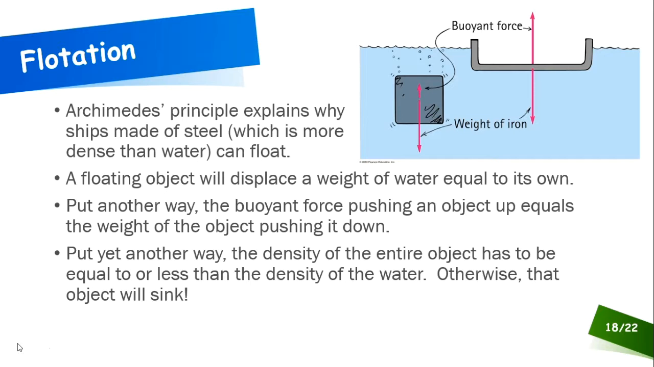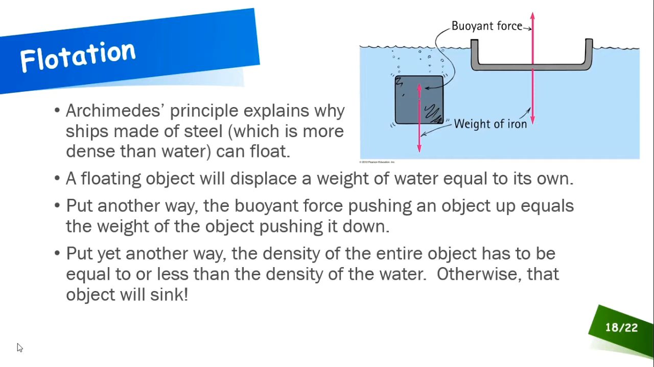So in the example that you see there on the screen, you've got a block of iron, and the weight of that iron is a vector that points down, and the buoyant force is pointing up, but it's a very small buoyant force, because the density of the water that's displaced, multiplied by g, multiplied by the volume of the block, is not as large as the weight of the block itself. So the net force is a force that's pointed down, and that's why the object sinks.